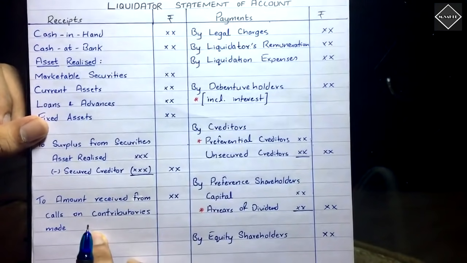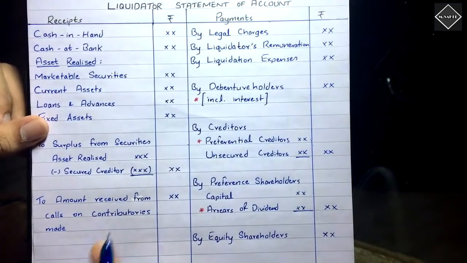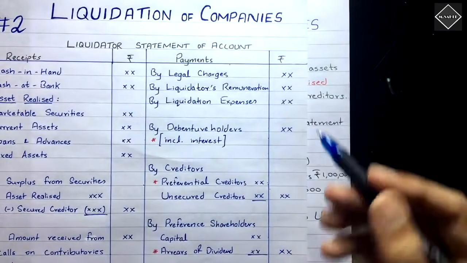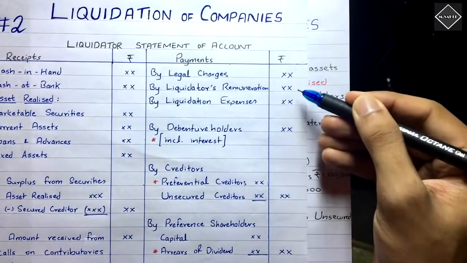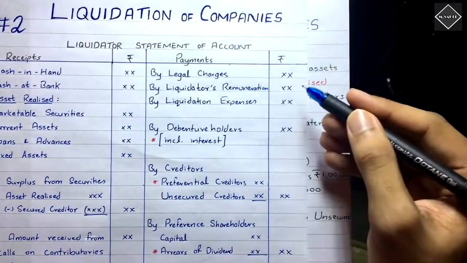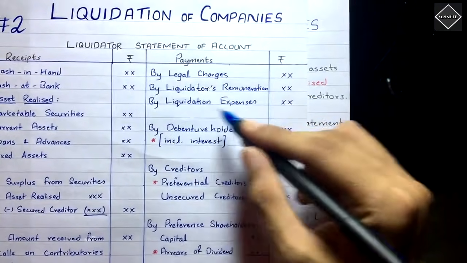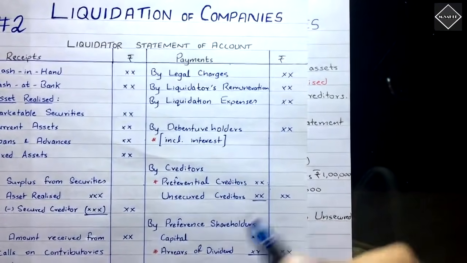And then amount received from calls when contributories are made, any amount if you need, you take it over here. And this is the payment sequence, which you have to follow. First legal charges, then liquidator remuneration. And we have seen liquidator remuneration can be of many types: on asset realized, on preferential creditors, like that. So liquidation expenses, then debenture holders, and then creditors.